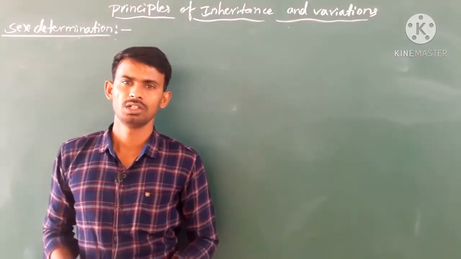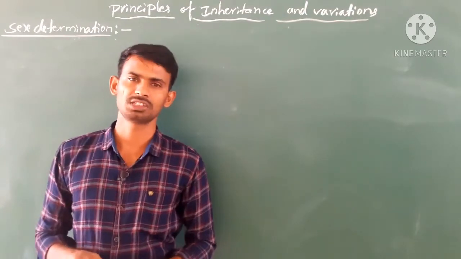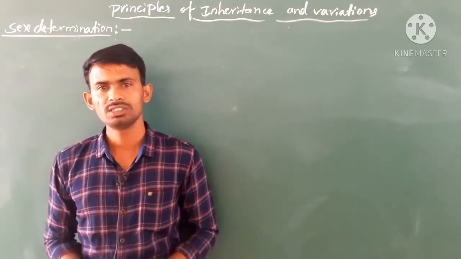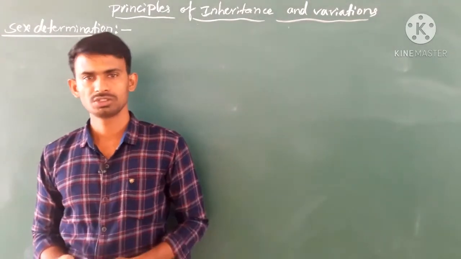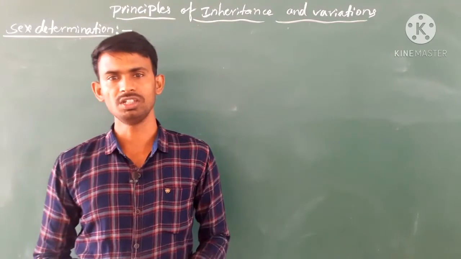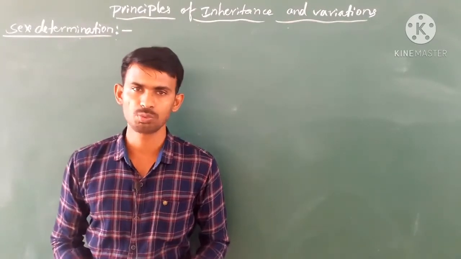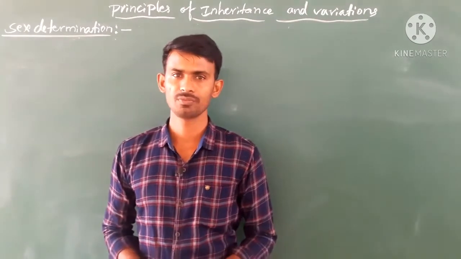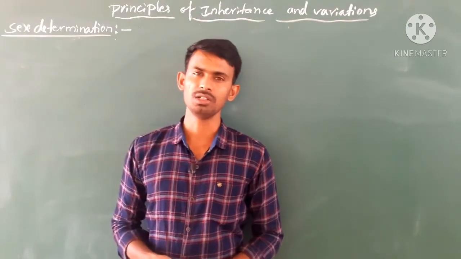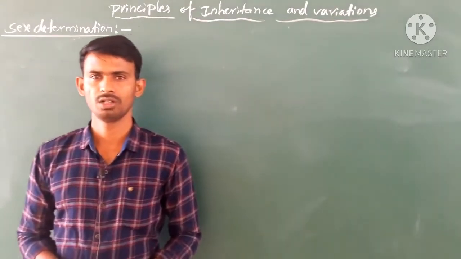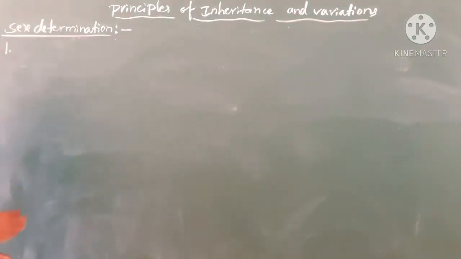Good morning, friends. In this video, let me discuss one of the concepts, sex determination. Sex is an aggregate of those morphological, physiological, and behavioral qualities that differentiate an organism producing the egg cell from those organisms producing a sperm cell. Here, the sexually reproducing organisms are differentiated into two types.